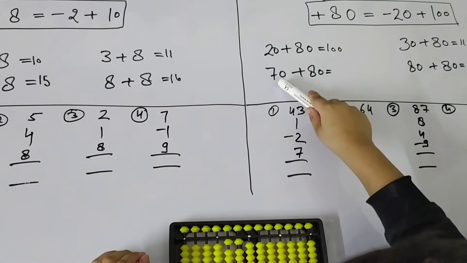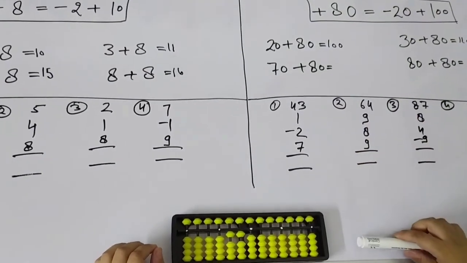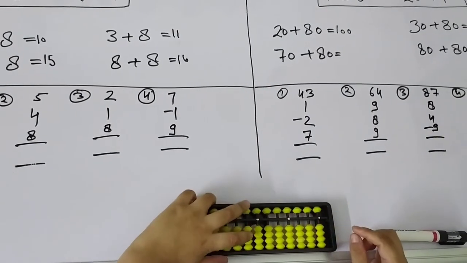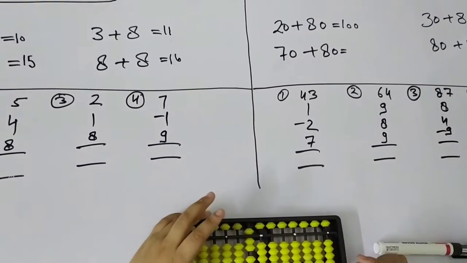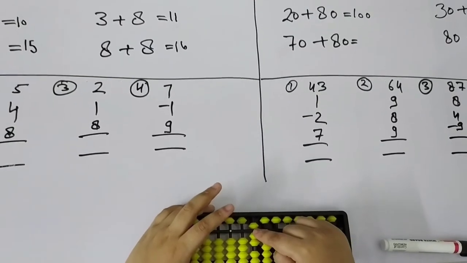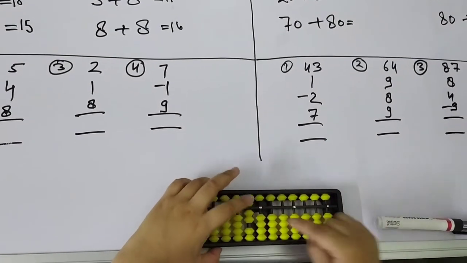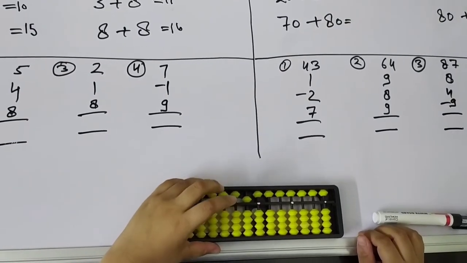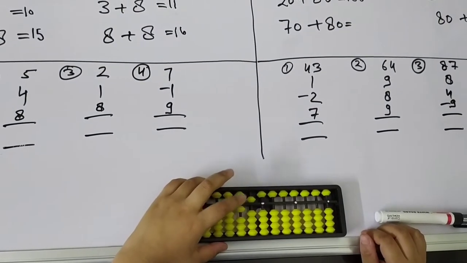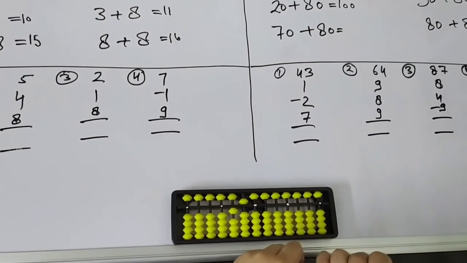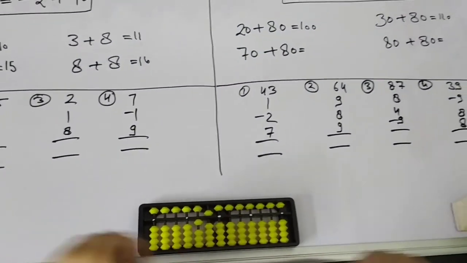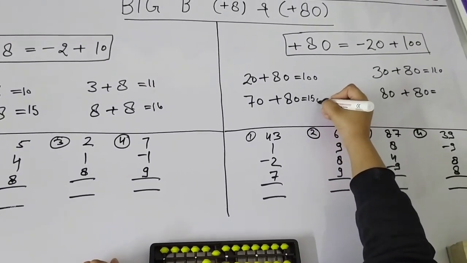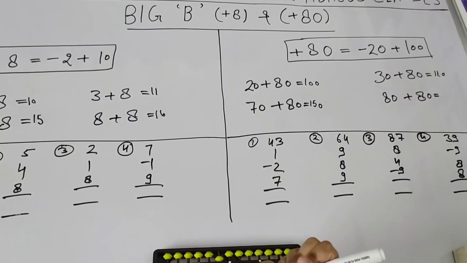Next question, 70 plus 80. 70 and plus 80. Minus 20 and plus 100. We got our answer 150. We have written 150.